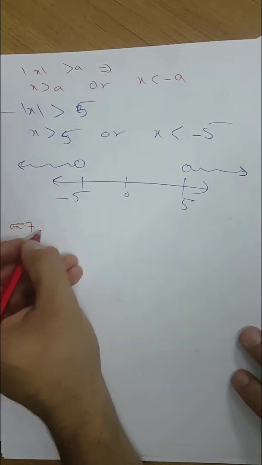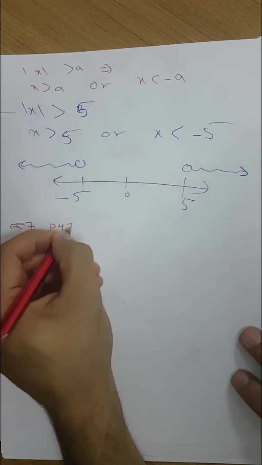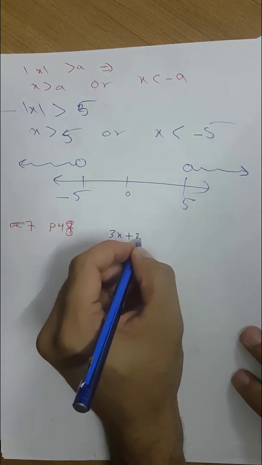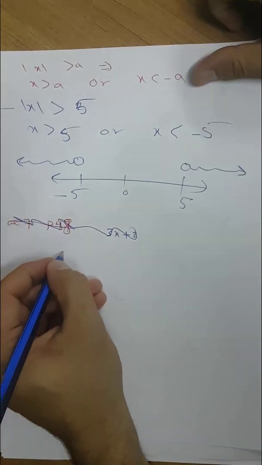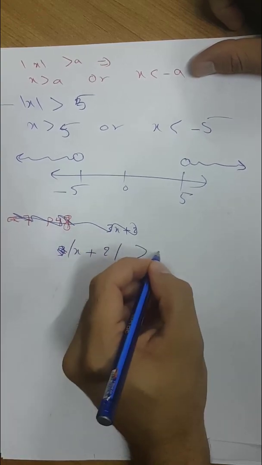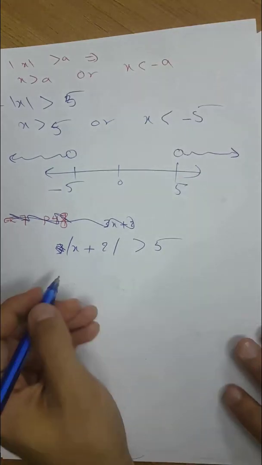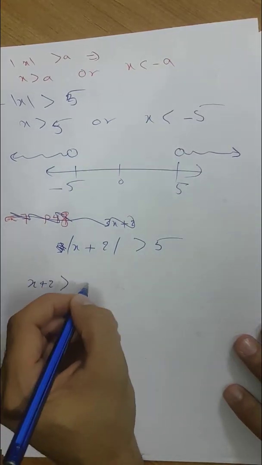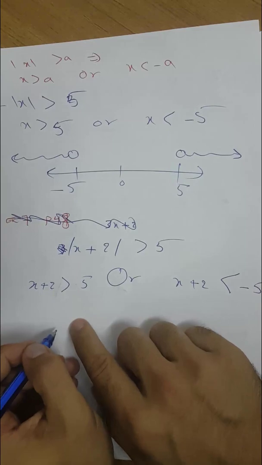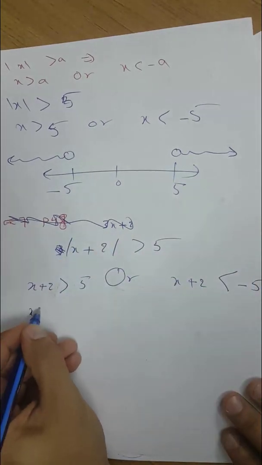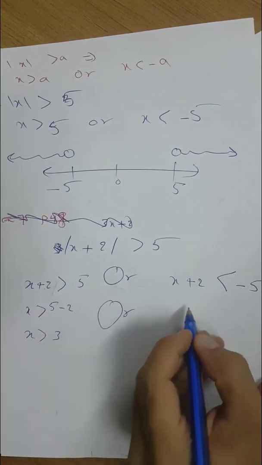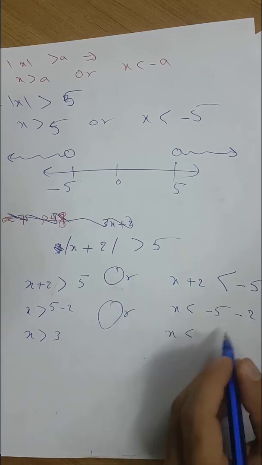Example 7 in page 48. Okay, so I have what? 3x plus 2. Before I go to that, let it be a smaller one. So x plus 2 greater than 5. It's the same. I say x plus 2 greater than 5, or x plus 2 less than minus 5. Okay, I'll solve this linear, and then I say or. So x greater than 5 minus 2, so x greater than 3. Finish. Or x less than minus 5 minus 2, so x less than minus 7.